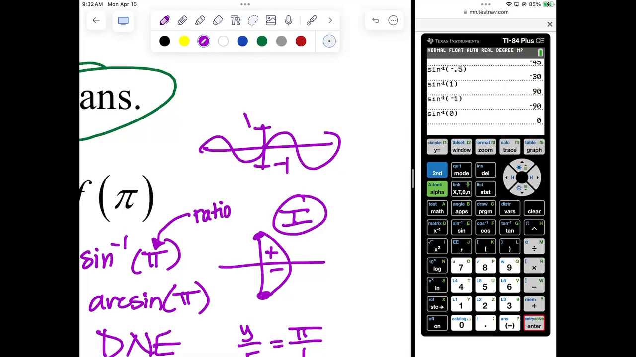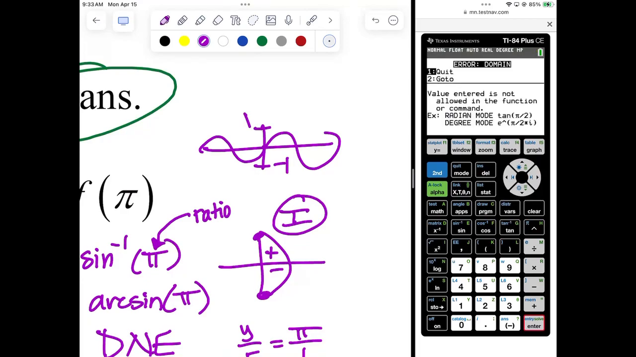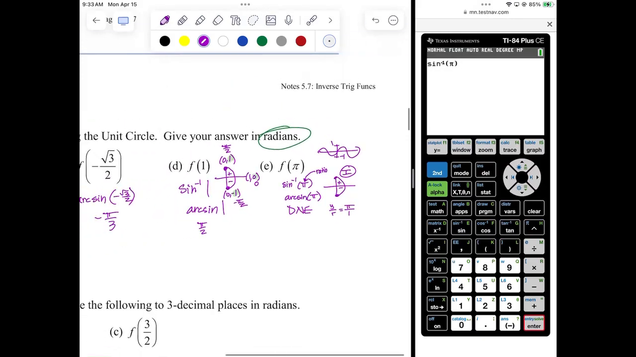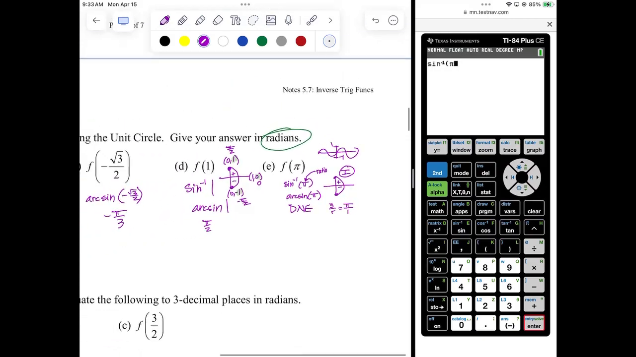Let's see if the calculator knows that. Second sine of pi. Error. Value not allowed in the function. Error domain. Can't take pi. All right. Calculator's programmed. Are y'all programmed? Y'all are programmed now.